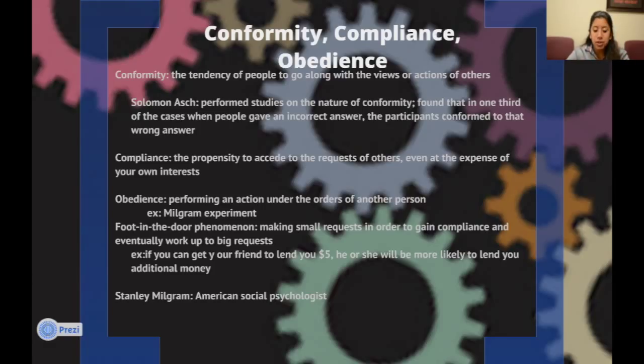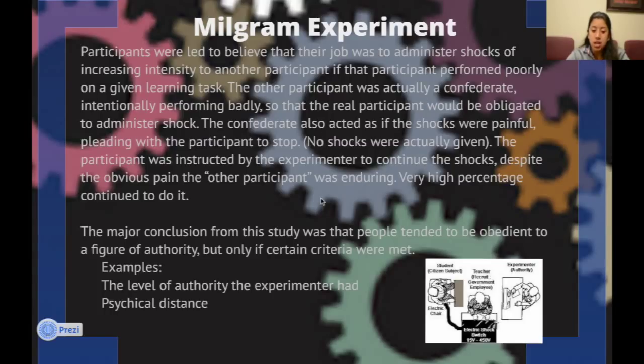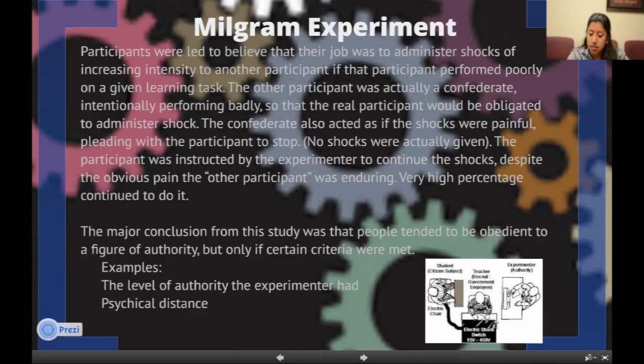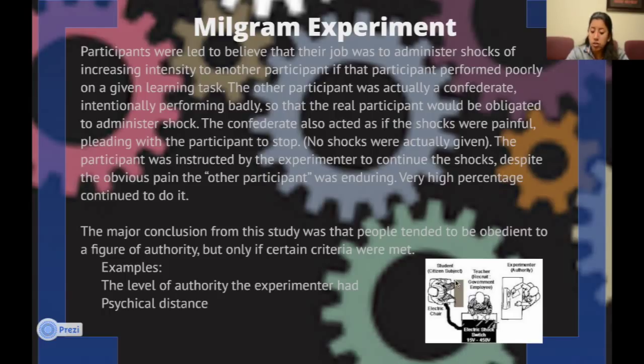Like I said, we're going to be talking a little bit about Milgram. Stanley Milgram is an American social psychologist, and what he studied was how people were compliant. Participants were led to believe that their job was to administer shocks. In this picture, this is a student in the electric chair, this is the experimenter, the authority, like the scientist, and this is the person they are doing the experiment on. The person sitting in the supposed electric chair didn't actually receive shocks, but they were supposed to scream every time the participant shocked them. And the scientist told them to keep going higher and higher, and the participant pretty much kept going on.